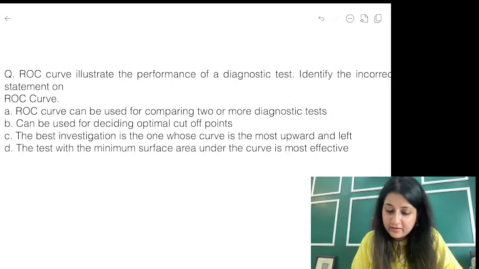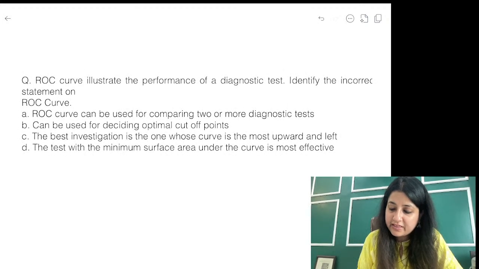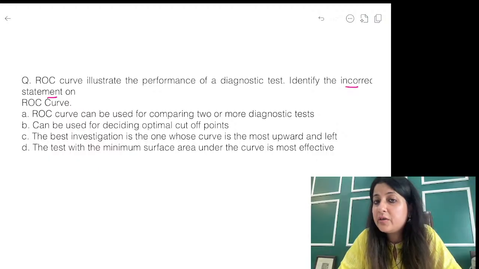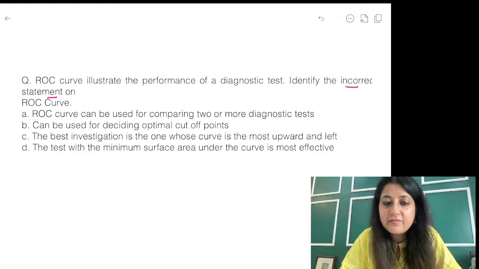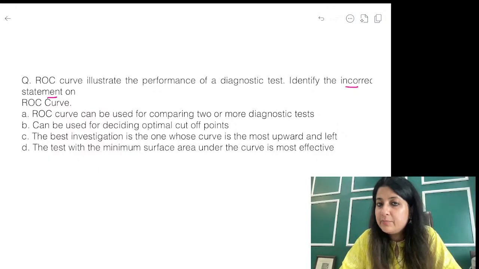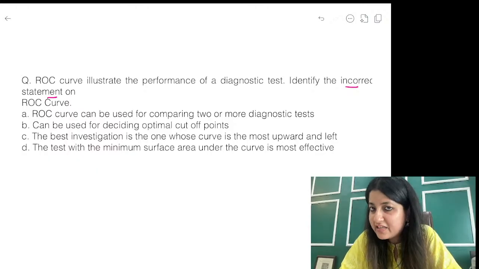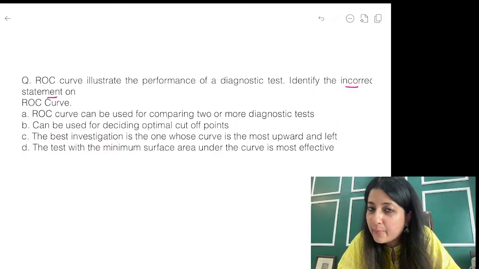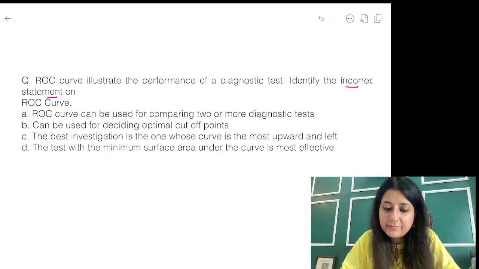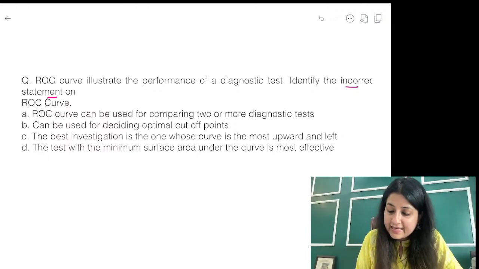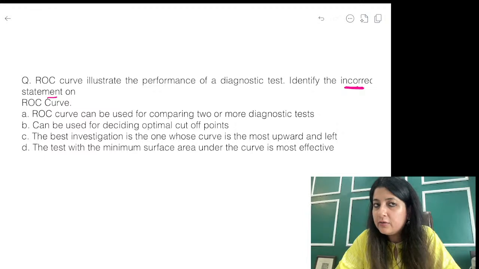Okay, ROC curve can illustrate the performance of a diagnostic test. Identify the incorrect statement on ROC curve. So I'll show you the image of ROC curve, and I'll show you the image of Kaplan-Meier. Because even if it's the FMG exam or the NEETPG exam, ROC, Kaplan-Meier, kappa stats, at least the names can come in any exam, in image form or in NEETPG also. Incorrect statement. You're not reading the question, guys. ROC curve can be used to compare two or more diagnostic tests. Very good, Dipanshu, and very good, Rohit.